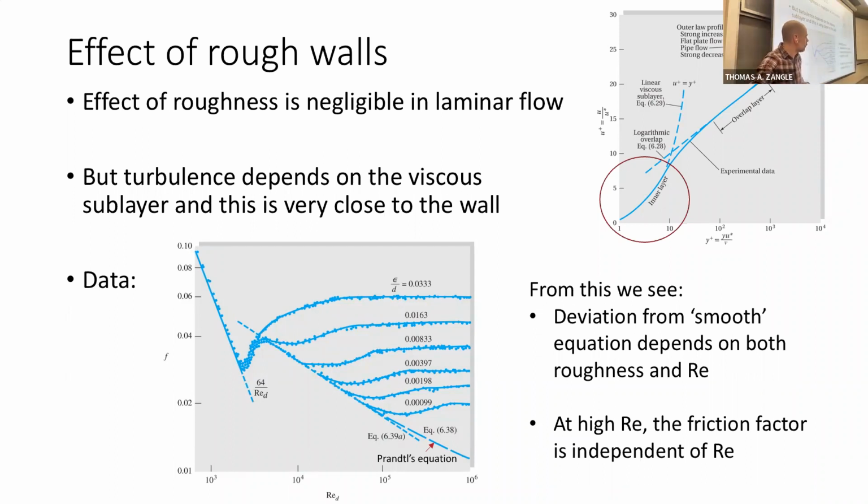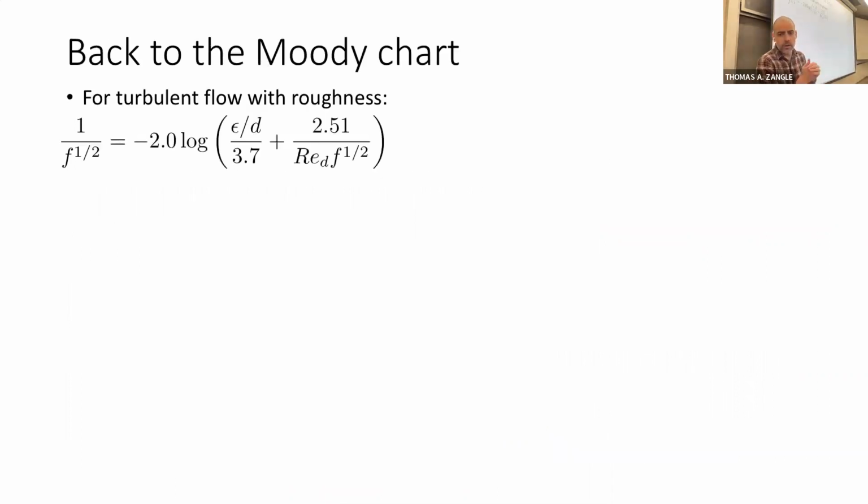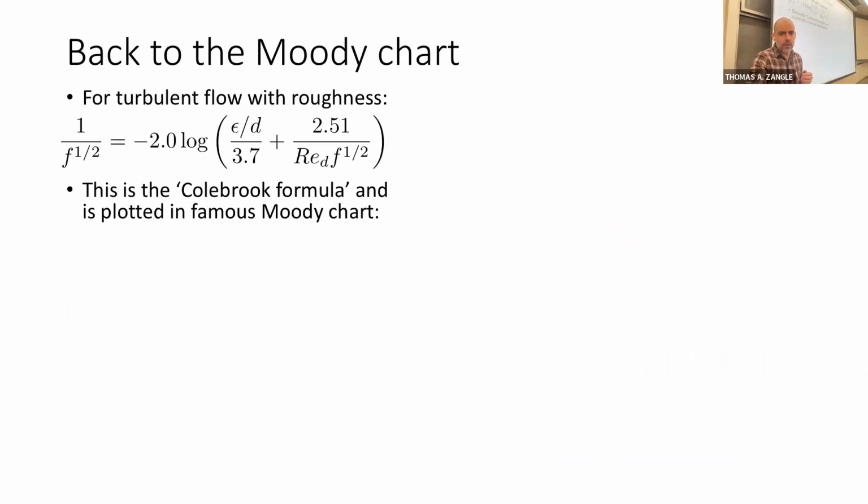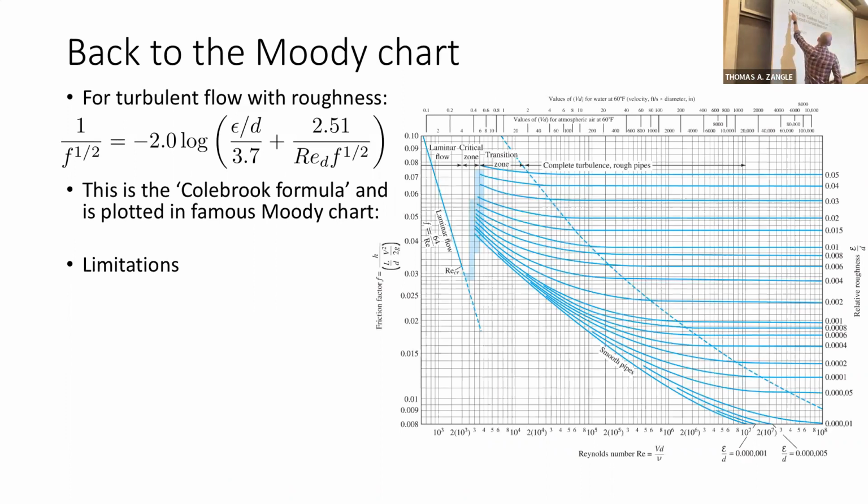So we're going to come back to the Moody chart. For turbulent flow with roughness, this is an expression that works pretty well to capture all of that experimental data, like the data that we just looked at on the previous slide. It's called the Colebrook formula or Colebrook equation: 1 over square root of f equals minus 2.0 log of (epsilon over D over 3.7 plus 2.51 over Re square root of f). Again, notice that this is implicit in terms of f. F appears on both the left side and the right side inside of this logarithm.